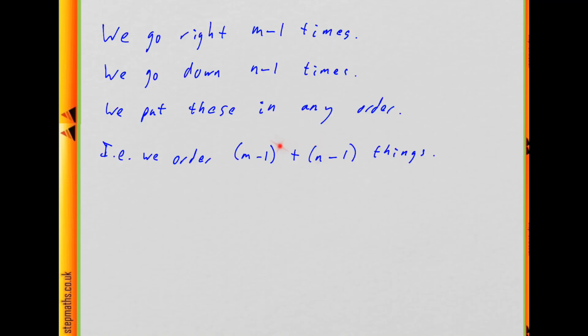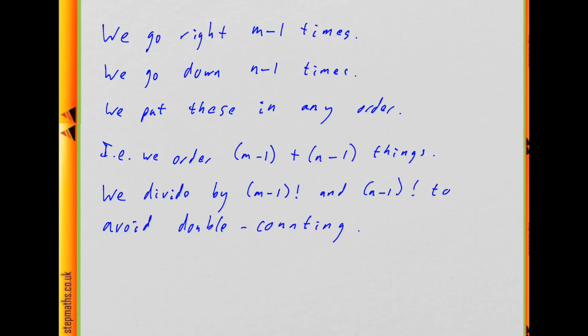But the thing is, if I just take all these m plus n-2 things, some ways of rearranging them will give me indistinguishable paths. So for instance, if I take two rights and then two downs, and I swap the two rights around, that counts as a different order if I'm thinking of these as m plus n-2 separate things, but it gives me the same path, because I can't tell going right and going right apart. So we've got to divide by something to avoid double counting. And what we have to divide by are the number of rights and the number of downs. So that's (m-1) factorial and (n-1) factorial.